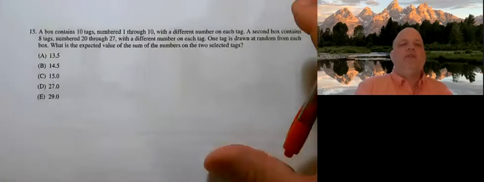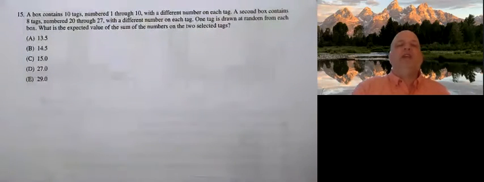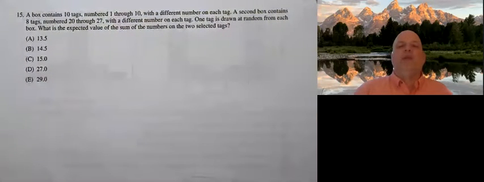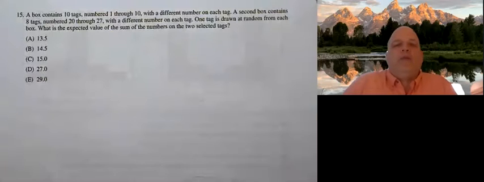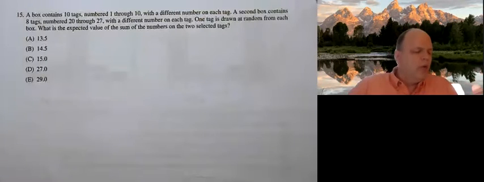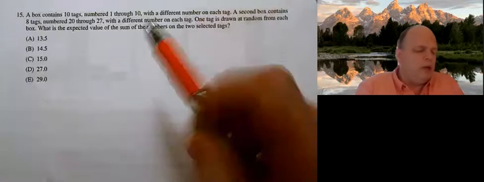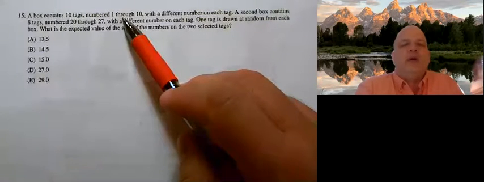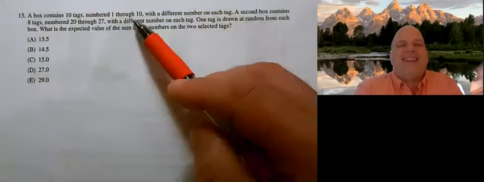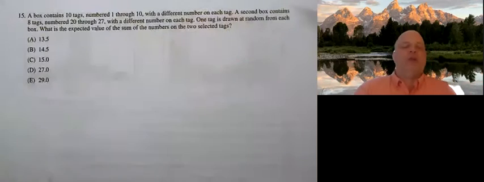All right, number 15. A box of 10 tags numbered 1 through 10 with a different number on each tag. A second box contains 8 tags, numbers 20 through 27, with a different number on each tag. One tag is drawn at random from each box. What is the expected value of the sum of the two selected tags? Well, first off, let's make this simple. What do we expect on this first one? Well, we're going to expect the average. All right, we always expect the average.